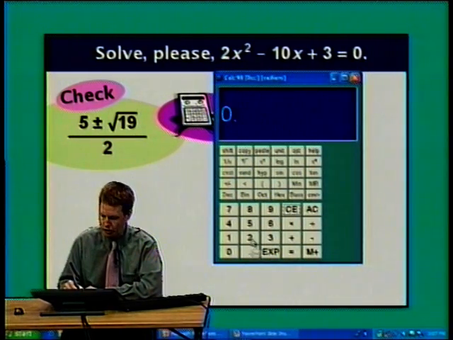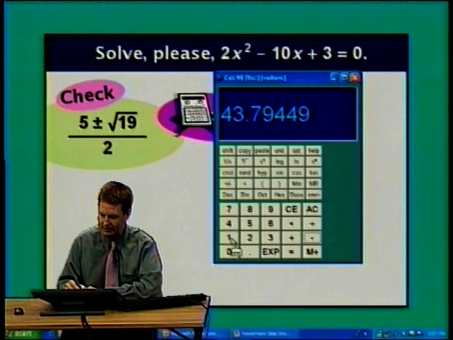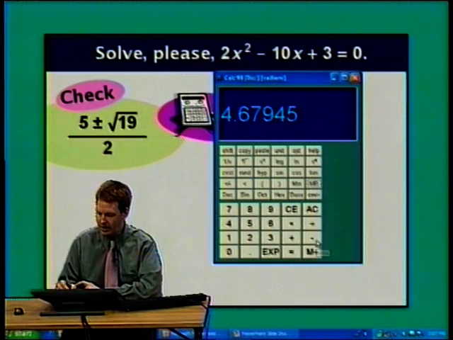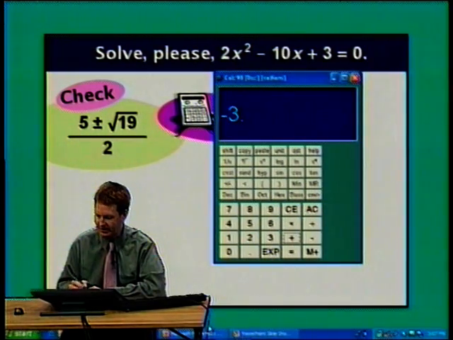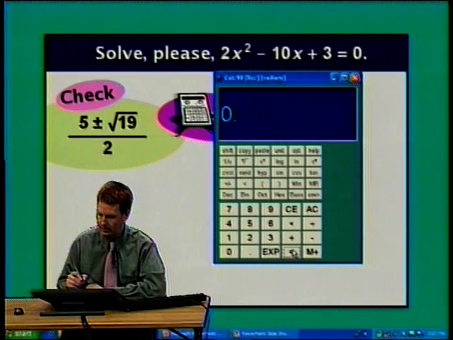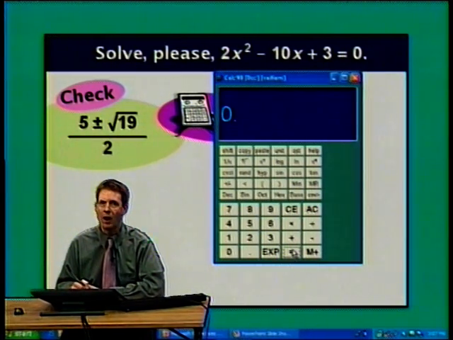We want to take 2 times our supposed solution squared, and then we want to subtract 10 times our supposed solution, and then we want to add, pausing here, I know when I add 3, I'm going to get 0, and I do. Even the calculator is showing 0 this time. So our 5 plus radical 19 over 2 checks.